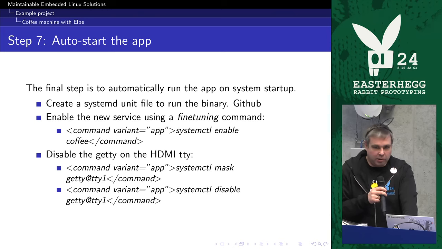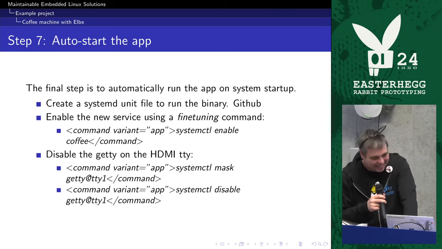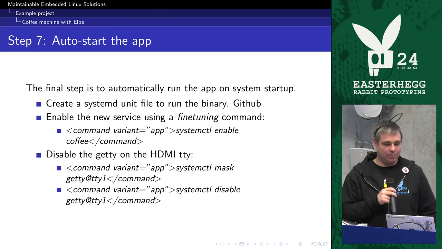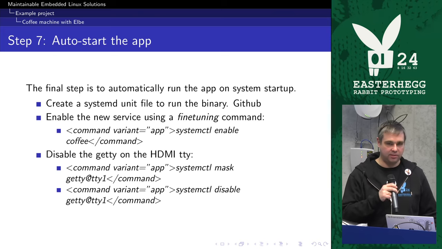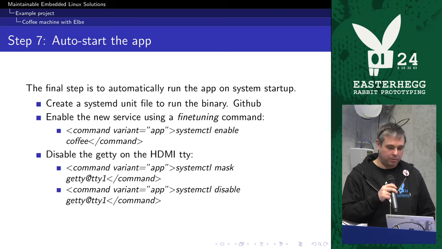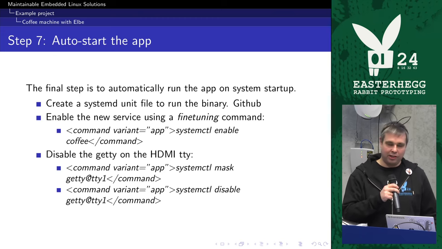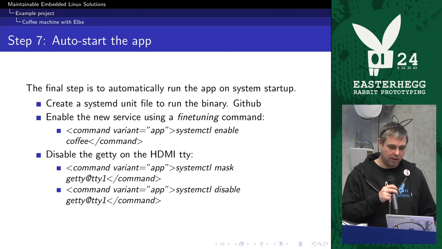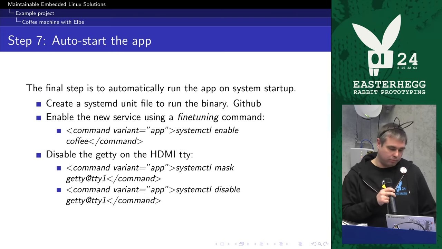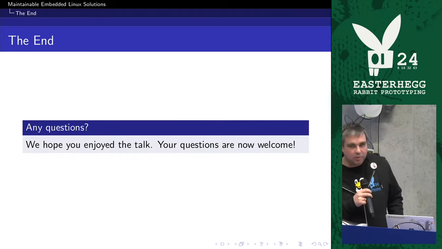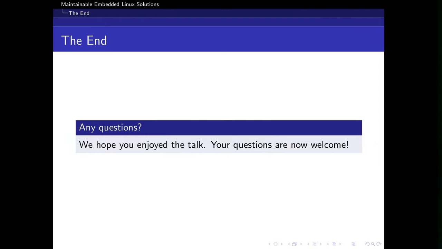But I mean, I don't want to log in to my coffee machine before I can use it, so it should auto-start the app. And therefore, we have these fine-tune XML commands in ELBE. And I have also added a systemd unit file to run the app on startup and enable this coffee service now with systemctl enable in the fine-tune commands. And to not have the TTY login on the HDMI, I then disable the getty on this TTY, and then I have the app automatically running full screen on system startup. So, and yeah, we are done just in time to have some minutes for questions.